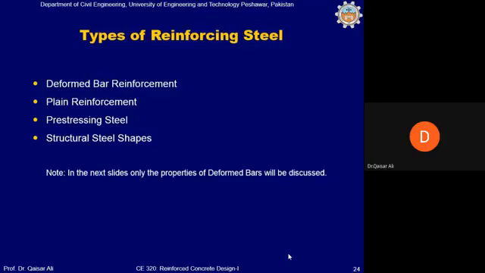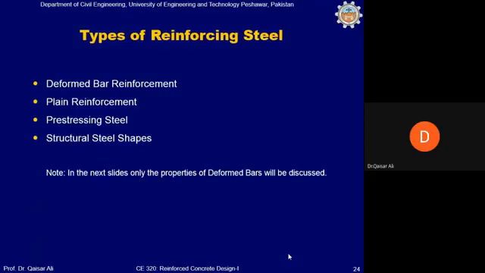Several years ago, plain reinforcement was also used, but now the use of plain reinforcement is almost obsolete. Plain reinforcement means reinforcement without the deformations on the bar, which help a good bond between steel and concrete. These projections do not exist on plain reinforcement, so it will not bond very well with concrete. For this reason, the production of plain reinforcement is obsolete.